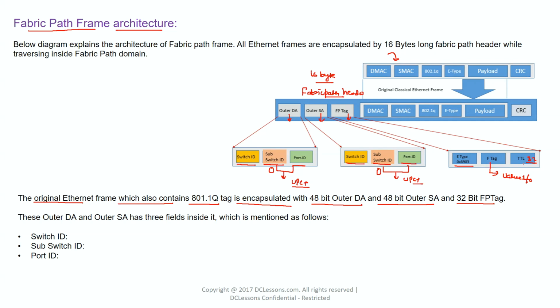Okay, so we will see how the outer DA, outer SA and FP tag are populated when we learn about the traffic flow in fabric path, which is in our next series.